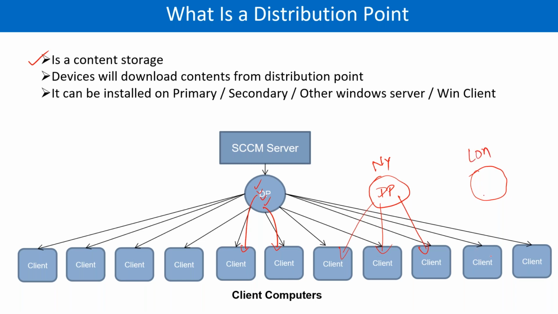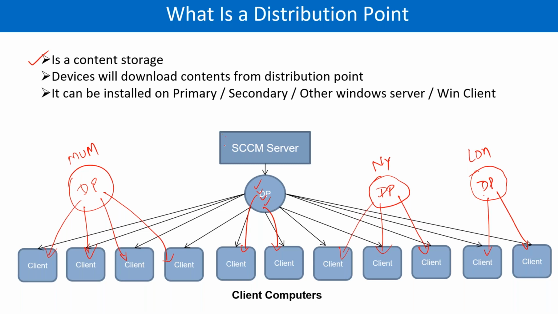Let's say these machines need anything, so they will download it from London. We will have a distribution point in each region. Mumbai, so the computers in Mumbai will download content from the Mumbai distribution point. Suppose you have to install Google Chrome on Mumbai computers, right?